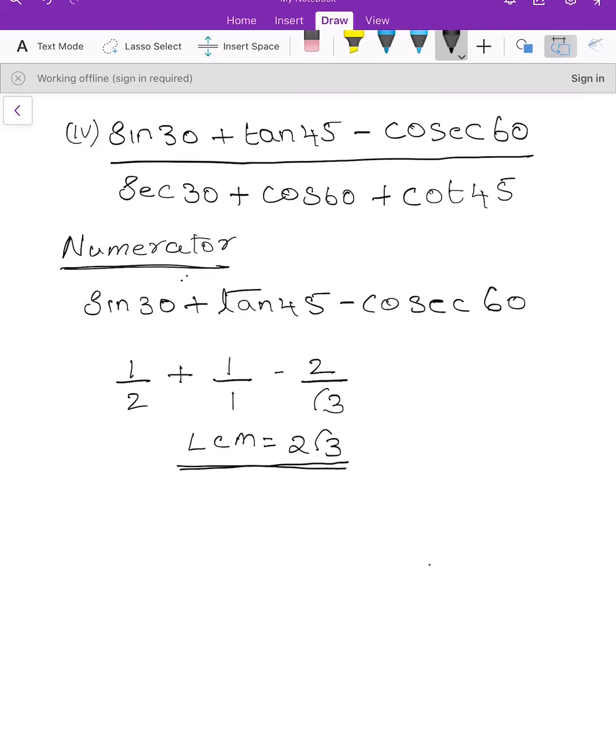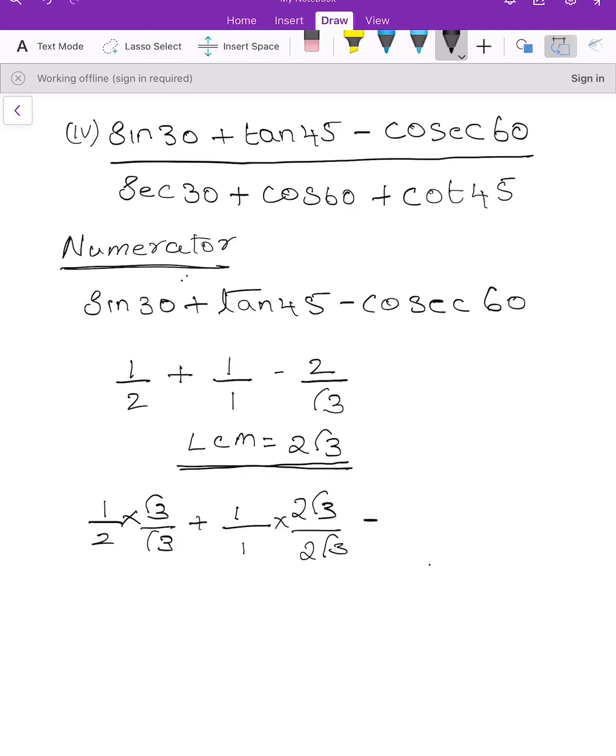This is my LCM. Here there is a 2, so I have to multiply by root 3, into root 3 to both numerator and denominator. This is just addition of fractions using LCM because the denominators are different. This is the same thing I studied in lower classes. The LCM is 2 root 3.